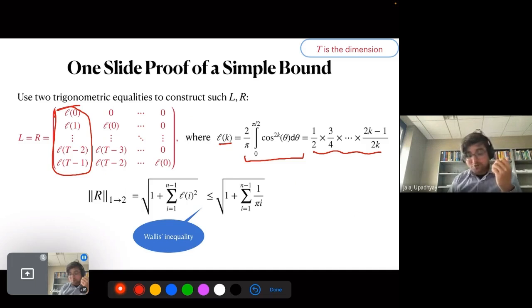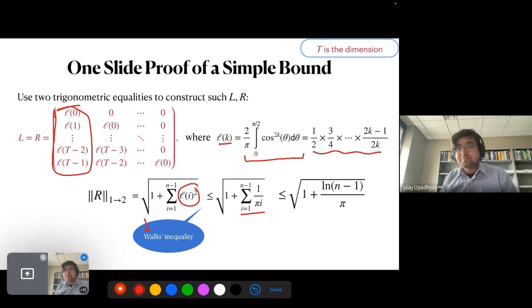Now, we had a different proof using real analysis, but Rajat Bhatia told me when I was giving this talk last year that this is something called the Wallace inequality, which people have studied for some time. This Wallace inequality basically gives me a bound on Li squared, 1 by pi. And it is actually also a very nice tight lower bound as well. So once you have this, you can simply see this is log n by pi. So this is one simple one-line proof.